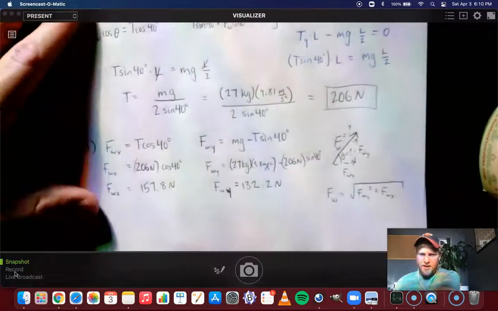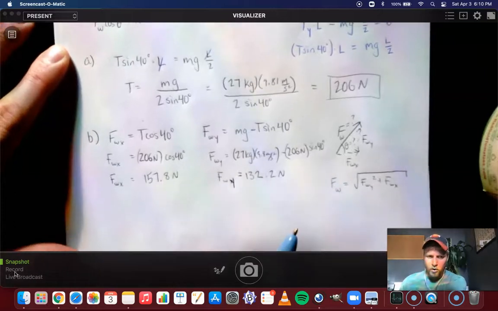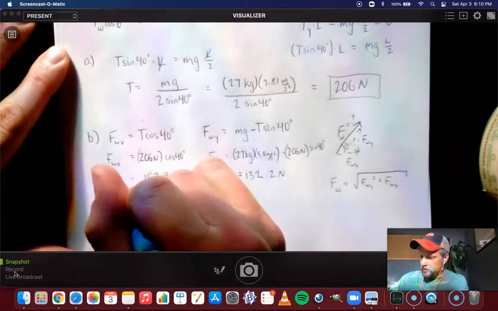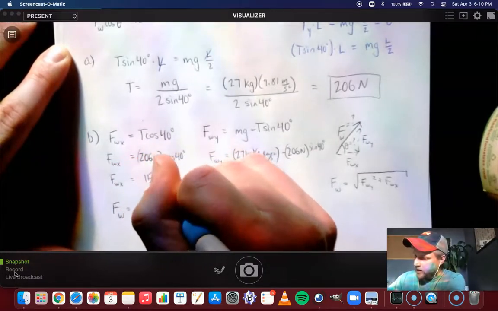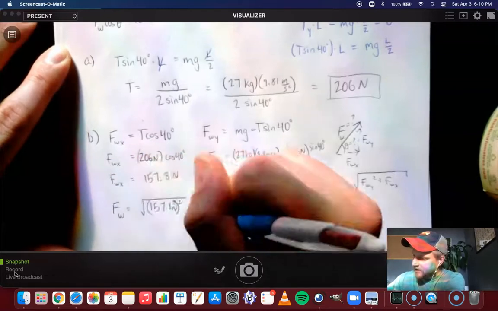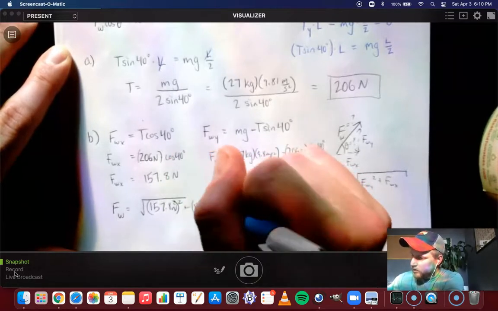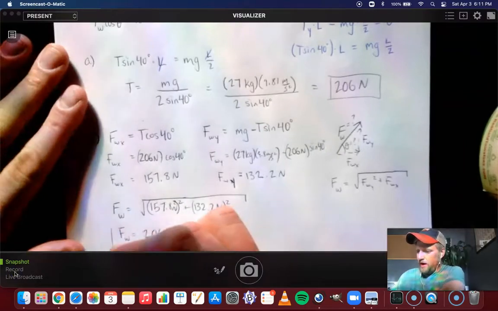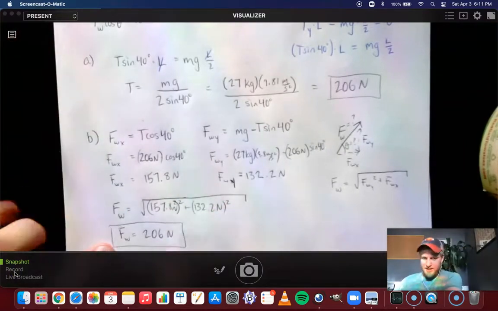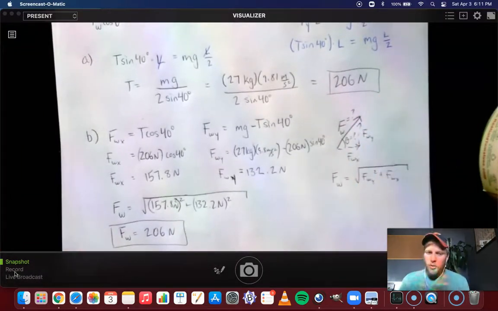Now, as we've said, we are going to use the Pythagorean theorem and take the square root to get the force from the wall. So I'm just going to write, it's going to be the square root of 157.8 newtons squared plus 132.2 newtons squared. So that ended up being 206 newtons rounded up, which gave us the exact same number as the tension. So I want you to be careful. That's not always going to be the case. It really depends on lots of the situation.